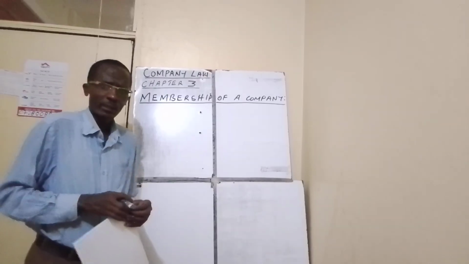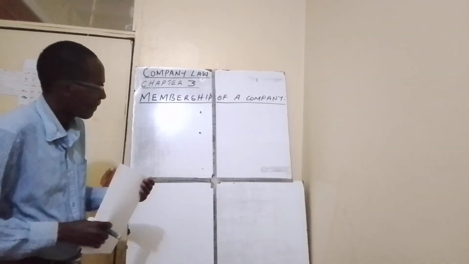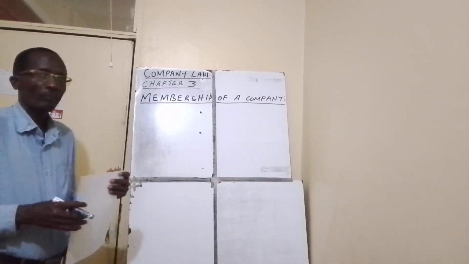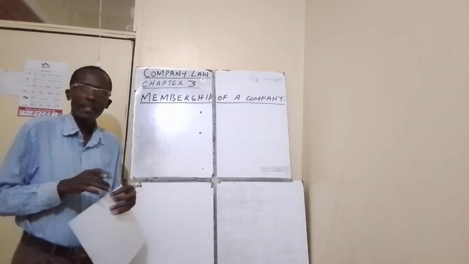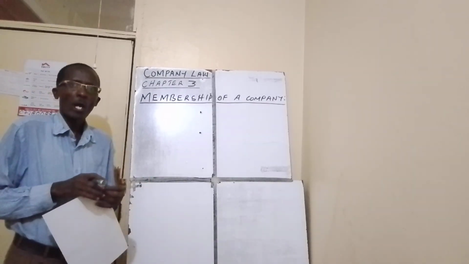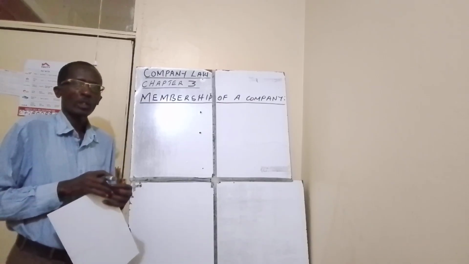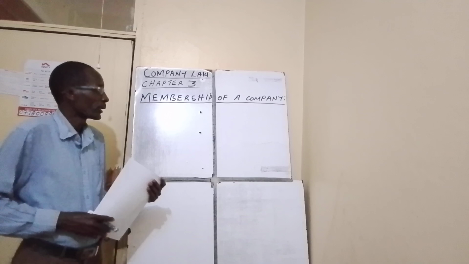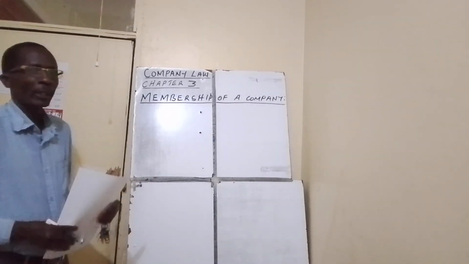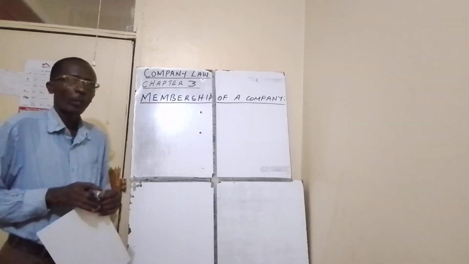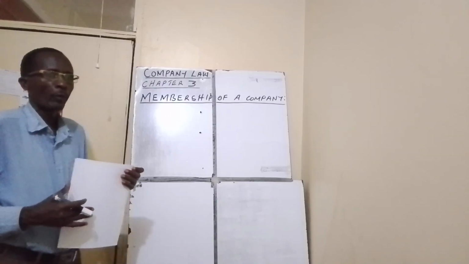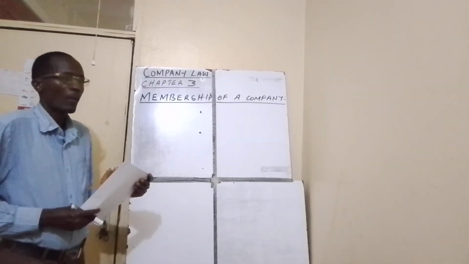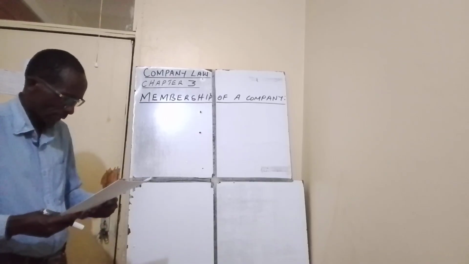Now let's take chapter 3 of company law. We've so far done chapter 1 and chapter 2. We move now to chapter 3 of company law, where we will be looking at membership of a company.